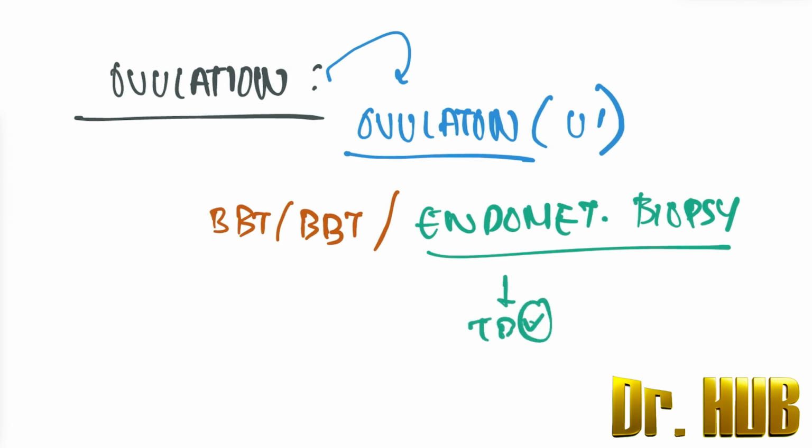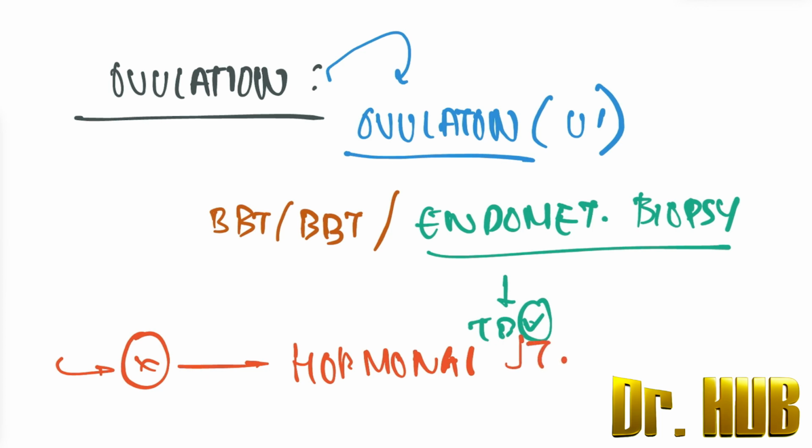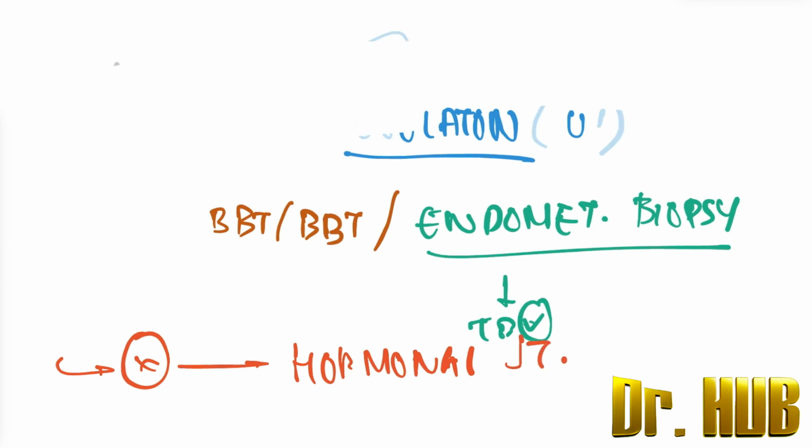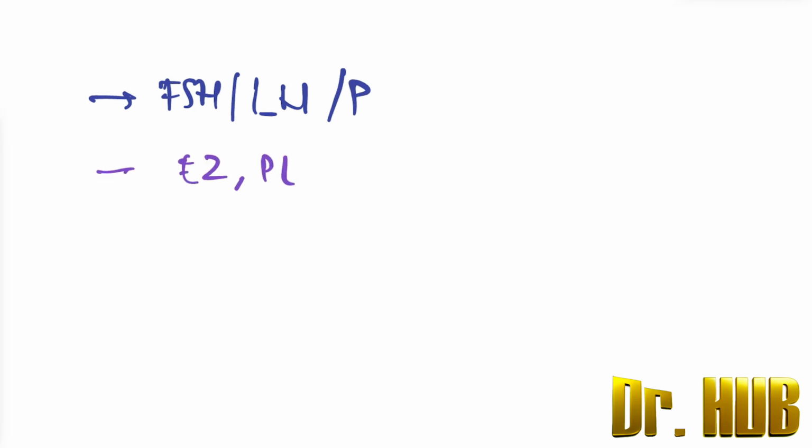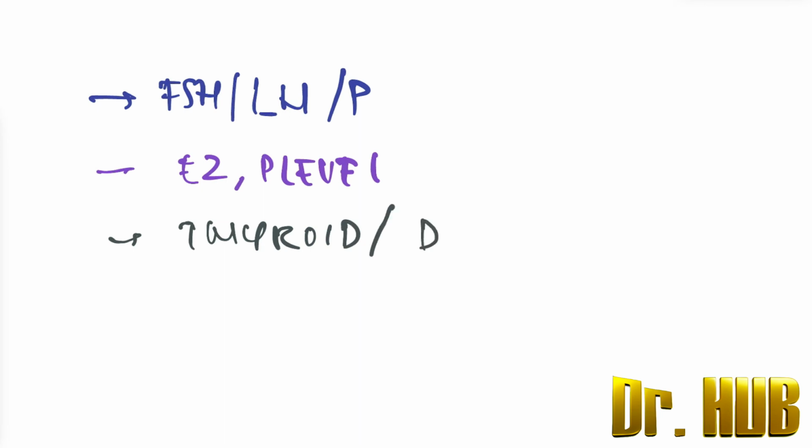If the above steps are abnormal, do a hormonal study. In terms of ovulation related, FSH and LH are checked, as well as prolactin, the E2 and progesterone level is also checked, and thyroid and diabetes are looked for.